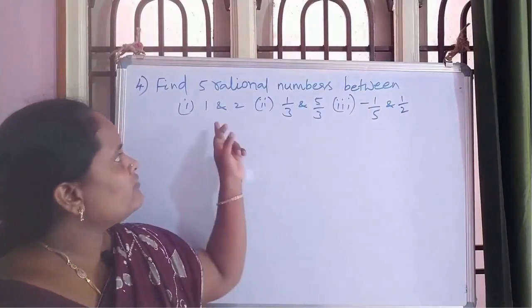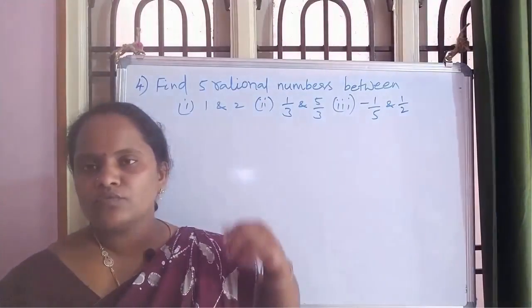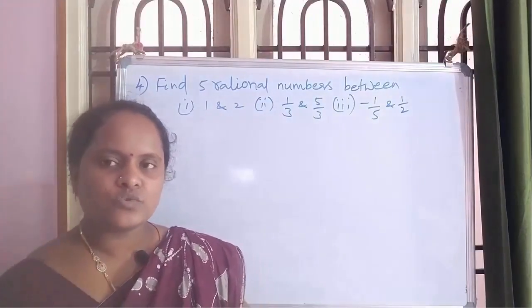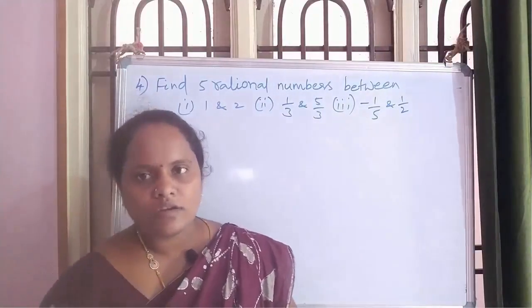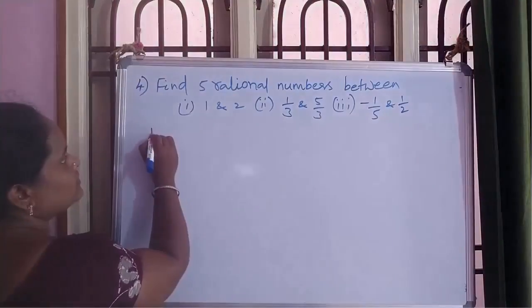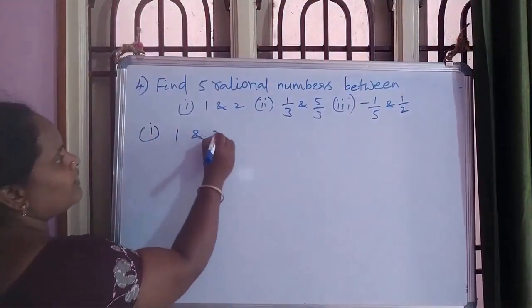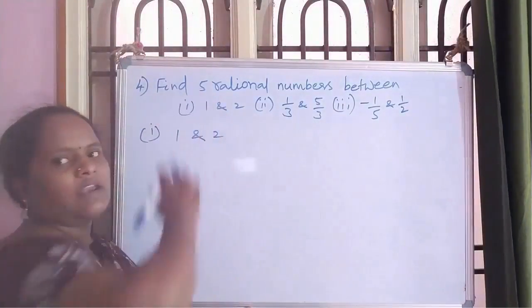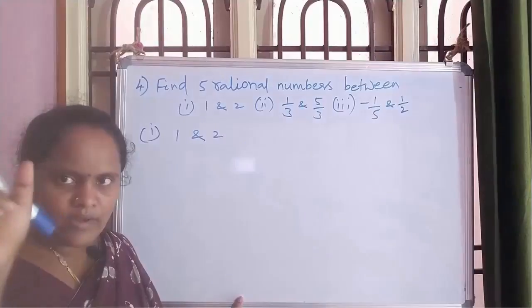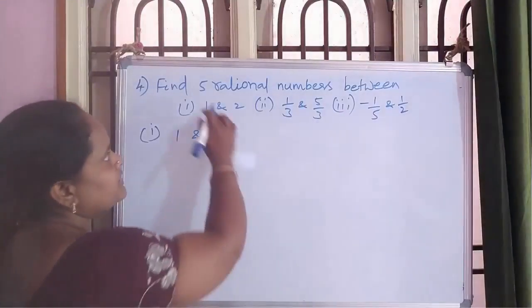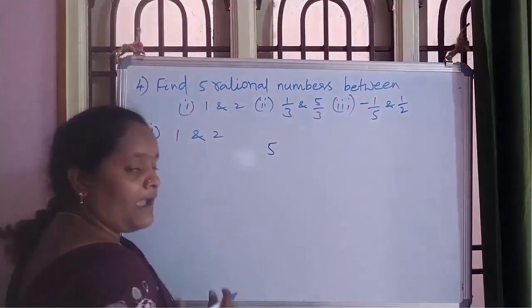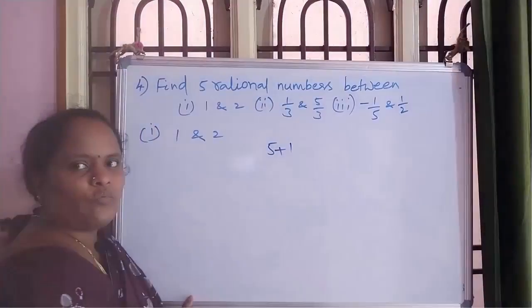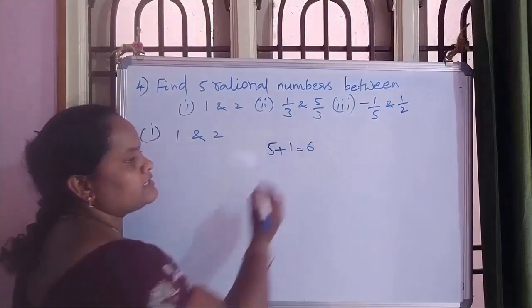So here if you observe, I have not asked to find 5 rational numbers by the mean method. So let us do this by a small logic in an easy way. First I am taking 1 and 2. In between 1 and 2, I need to find 5 rational numbers. How many rational numbers? 5. So I am using this logic. Here 5 are asked, so I am adding 1 to 5, and I will get 6.